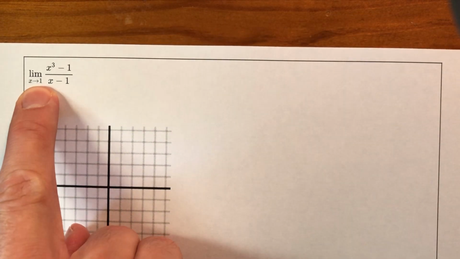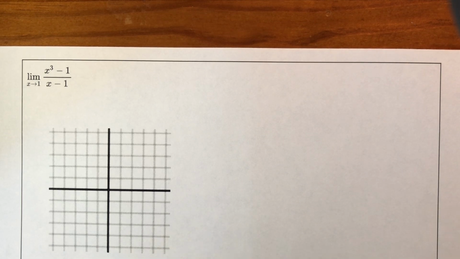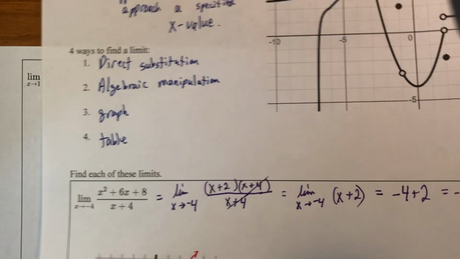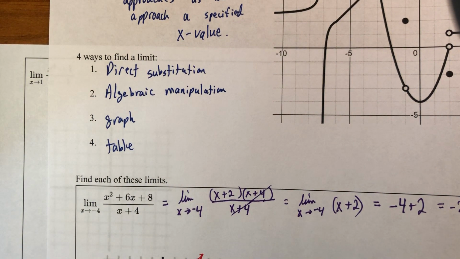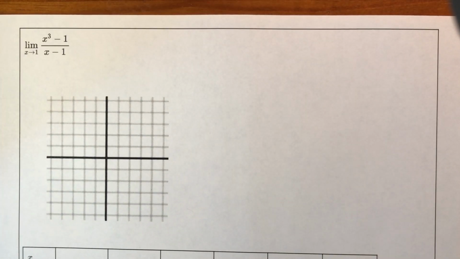Can I plug a 1 in the numerator and denominator? Absolutely not, actually. I'd have 0 over 0. Nobody knows what that is, so don't even play that game. That's not cool. So maybe there's some algebraic manipulation that I could use. Maybe I can make a graph or a table. I have given you the option to do all of those. I'm actually going to go for the algebraic manipulation.